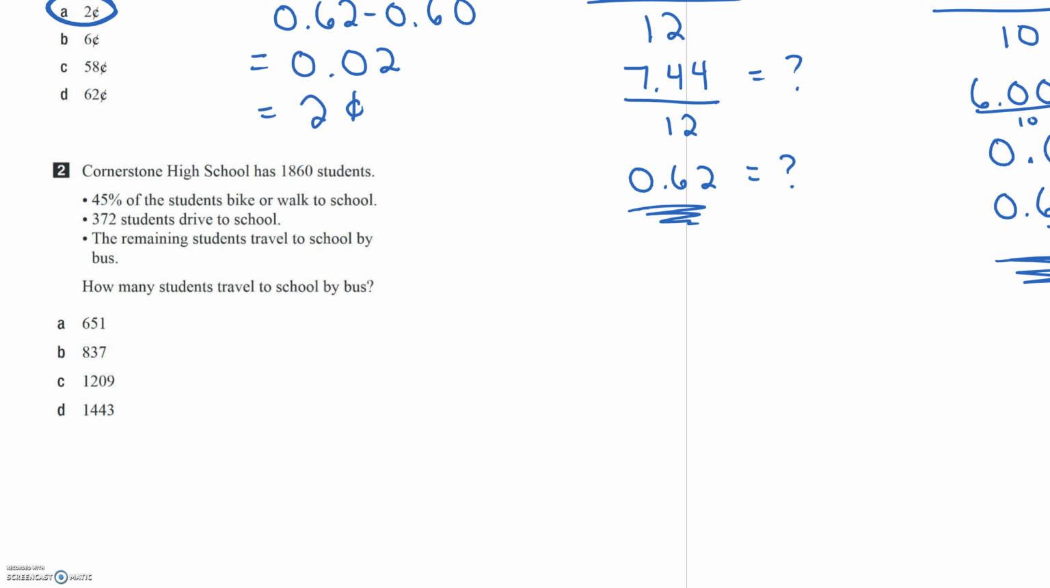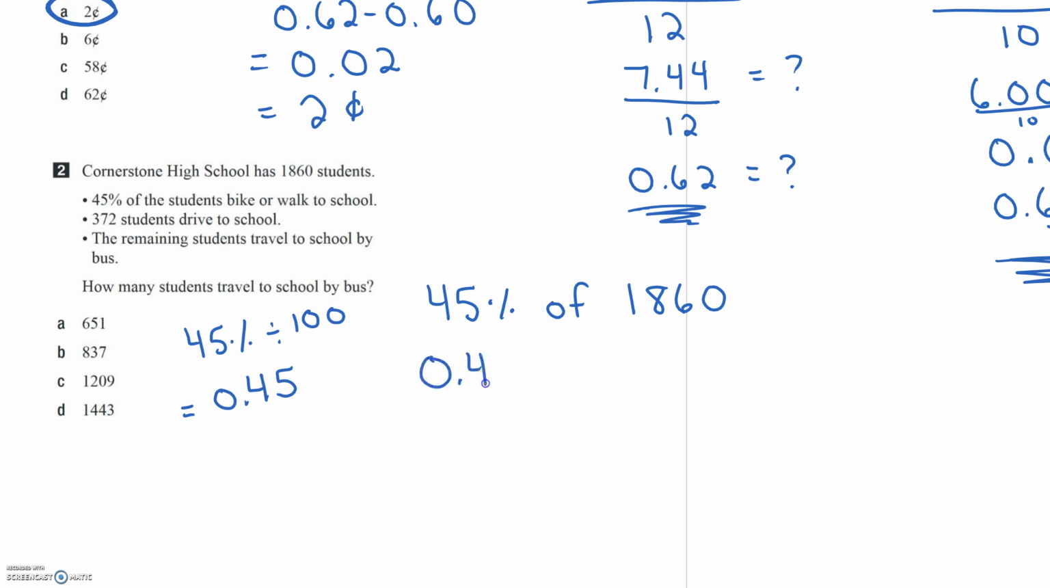So now question number 2 deals with percentages. So Cornerstone High School has 1,860 students. 45% of these students bike or walk to school. So I'm hoping that you guys did 45% of 1,860. Now remember that you can't do 45 times 1,860 because you're going to get a giant number. So we need to convert 45% into a decimal. So to do that, hope you remember that you divide by 100, and you get 0.45.